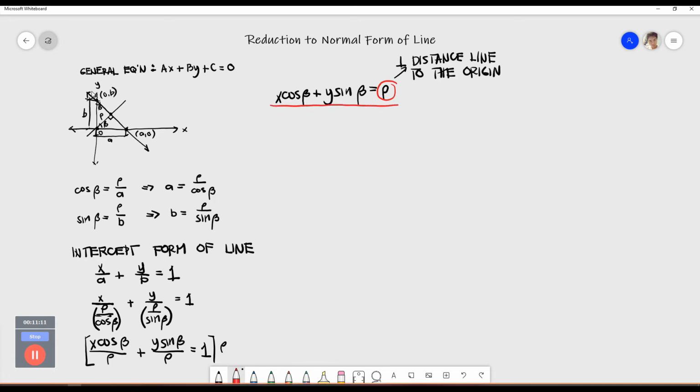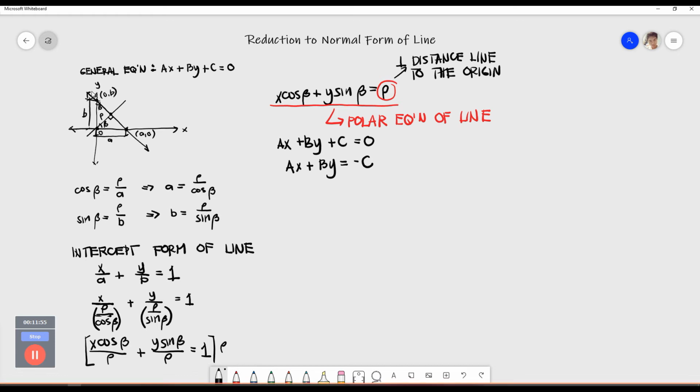This is the polar equation of a line. Now going back to the general equation, which is ax plus by plus c is equal to 0. Now we have a condition here wherein the value of c is greater than 0. If you transpose c to the right side, we have ax plus by is equal to negative c.